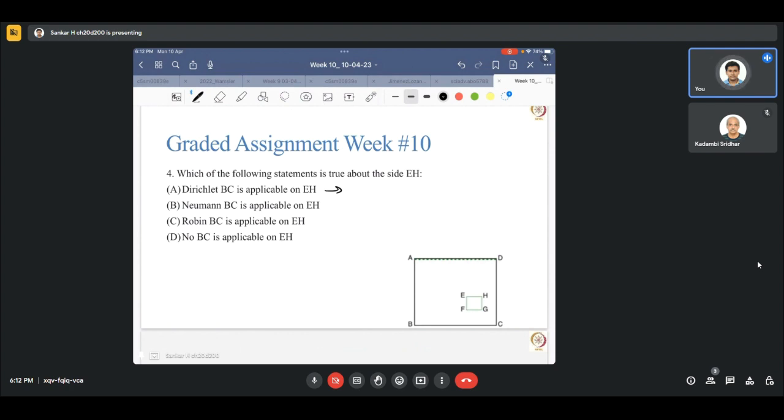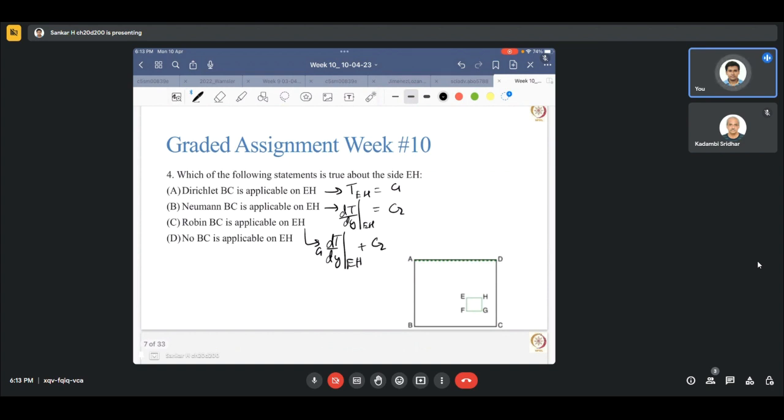So let me just mention what this is. The Dirichlet boundary condition refers to the function value at the boundary EH being some constant C1. Neumann boundary condition refers to dT by dy, or the derivative of the function at the boundary EH, being given. Robin condition refers to a combination of Neumann and Dirichlet, whereby the boundary condition can be written as a linear summation of the derivative and the function value at the same point. And option D is none of these are true.